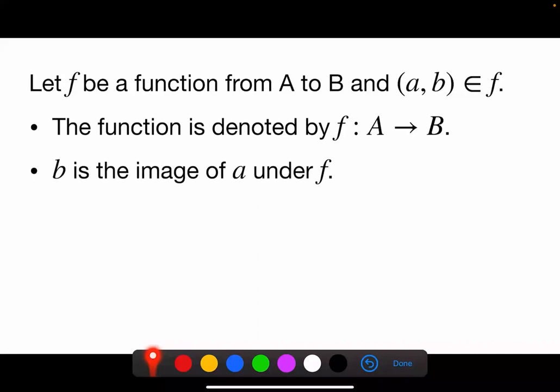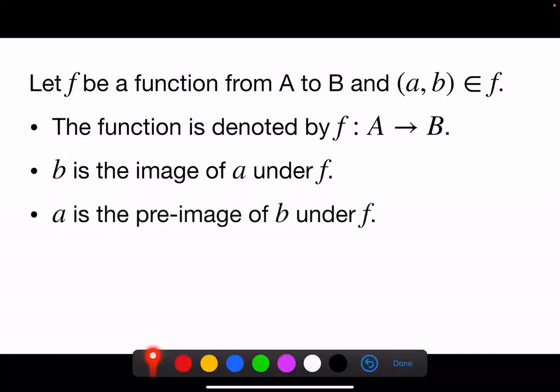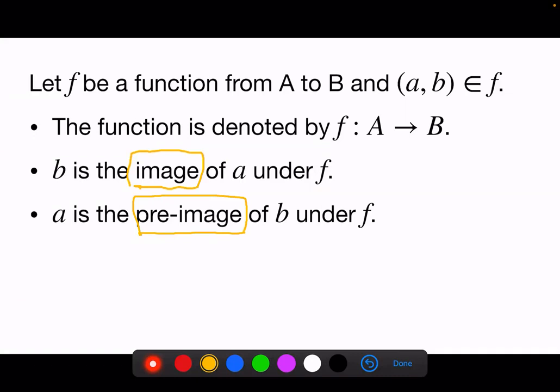Now B is called the image of A under this function. So what do we call B? B is the image of A, and A is called the pre-image. These are the terms that you need to keep in mind. There is an image and a pre-image. So A is the pre-image of B, and B is the image of A. And then you also write f of A as B.